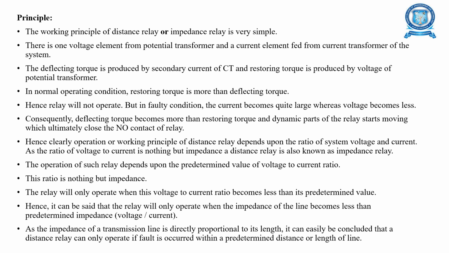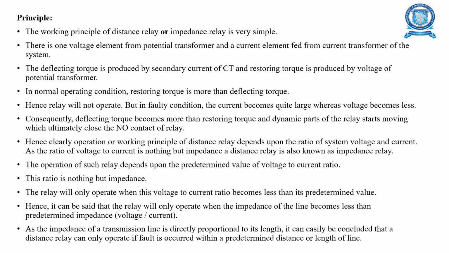there is one voltage element from the potential transformer and a current element fed from the current transformer of the system. The deflecting torque is produced by the secondary current of the current transformer, and the restoring torque is produced by the voltage of the potential transformer. So in normal operating conditions, the restoring torque is more than the deflecting torque. Hence the working principle of the distance relay depends upon the ratio of the system voltage and current. This ratio is nothing but impedance.